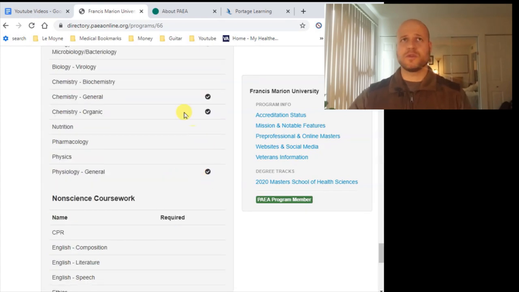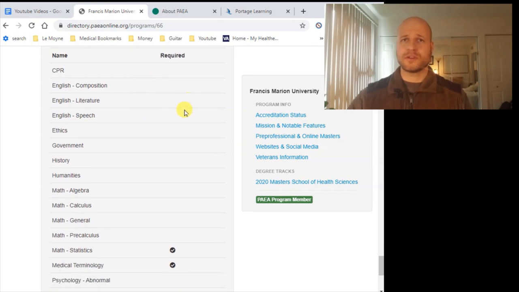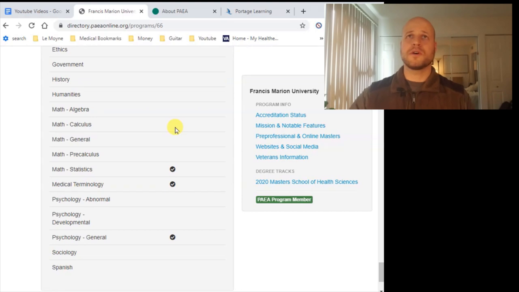You can see here that the school doesn't require biochemistry. It doesn't require any kind of English composition or literature. It doesn't require sociology. Those are classes that some schools do require. So, like I said, this is a good way to go.